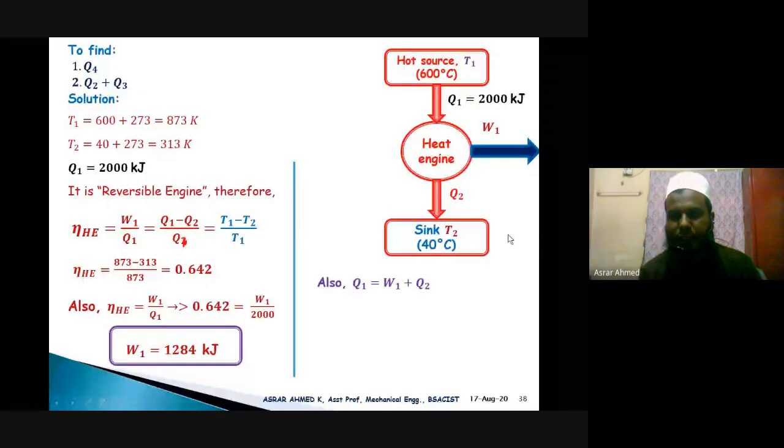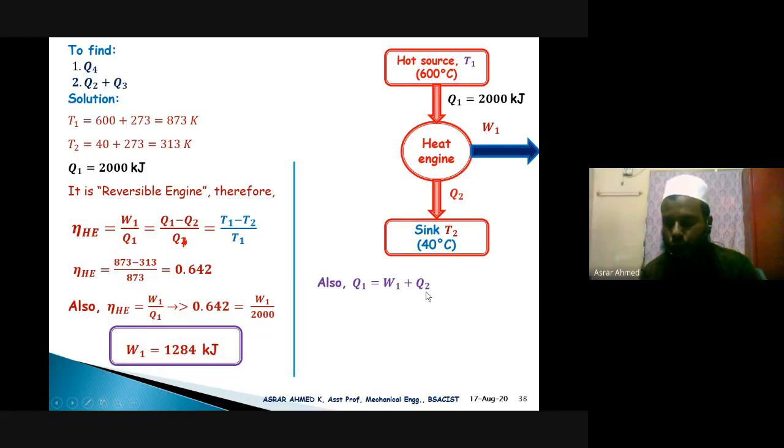Now from this diagram, Q1 is entering, and W1 and Q2 are going out. So I can write Q1 is equal to W1 plus Q2. From the diagram, Q1 is equal to W1 plus Q2. If you take this as A, this as B, this as C, then A equals B plus C. A is entering, B plus C is going out. So I write Q1 equals W1 plus Q2.